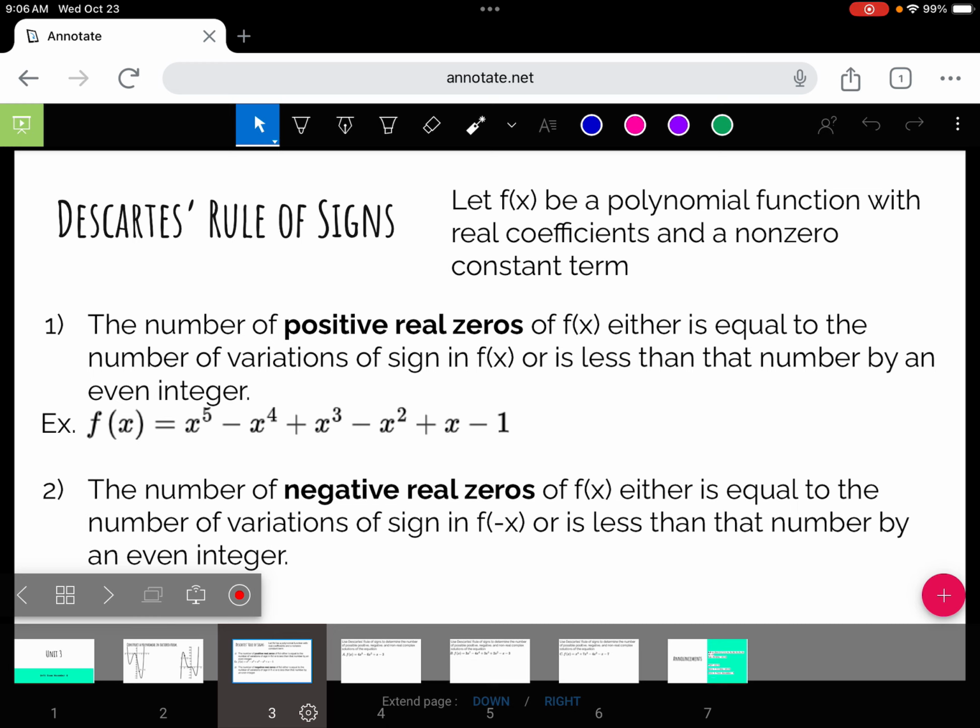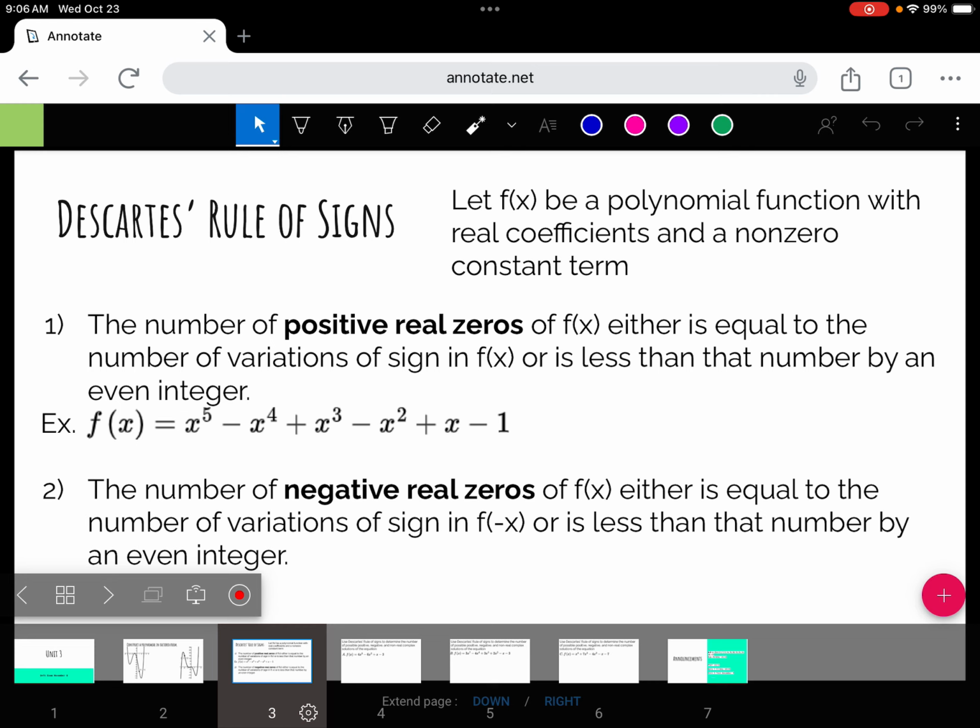Okay. So what we have up here on the screen is called Descartes' rule of signs, which sounds bougie. I promise it is not that big a deal. It is not super duper hard. It's just invented by a French dude named Descartes. That's his name. So this is like Bob's rule of signs.